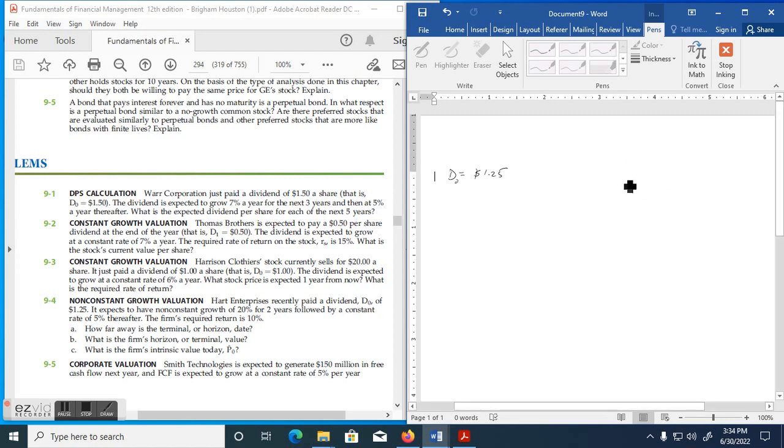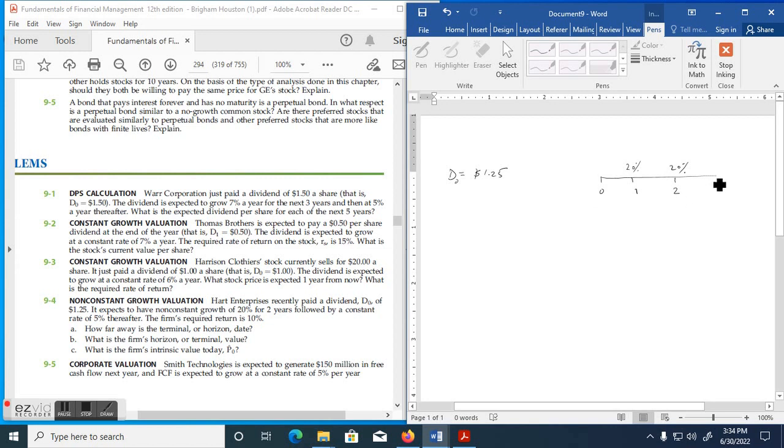Now, what I like to do in this particular case is use a timeline. A timeline helps me to visually identify what is happening in this particular situation. So here we've got time zero. I want to find out what the value of this share will be today, that is time zero. And for the next 2 years, that's 1 year here and the second year there, for these 2 years, we're going to have a supernormal growth rate, or a non-constant growth rate, of 20%. So I like to place that over there. It gives me a visual idea of what's happening to this company over the next 2 years.